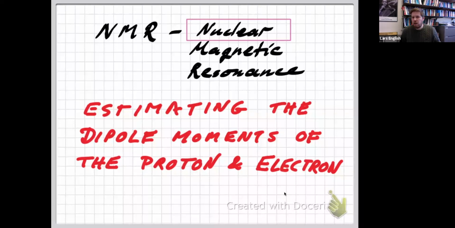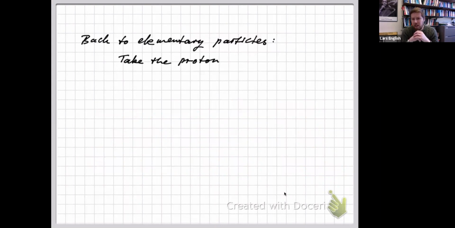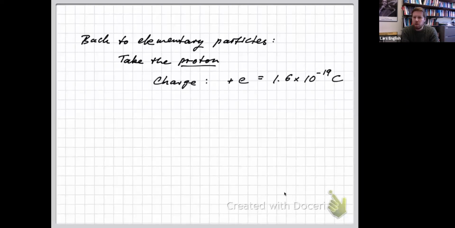But there is also electron magnetic resonance, well, oftentimes called electron spin resonance, but the same thing, ESR. So in that case, then we would be more interested in the dipole moment of the electron. Okay, so let's take a look at that. Can we estimate what that is? Okay, so back to elementary particles, and we start with the proton, because for NMR's purpose, this is really the more important particle. Okay, so it has a certain charge of plus 1.6 times 10 to the negative 19th coulomb, the elementary charge. Okay, it also has a spin.